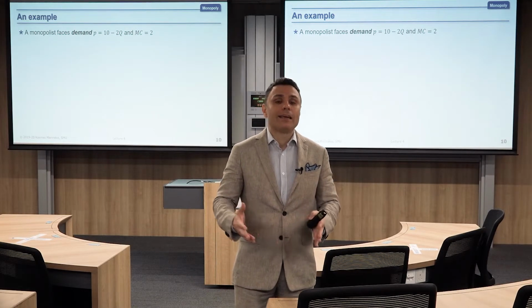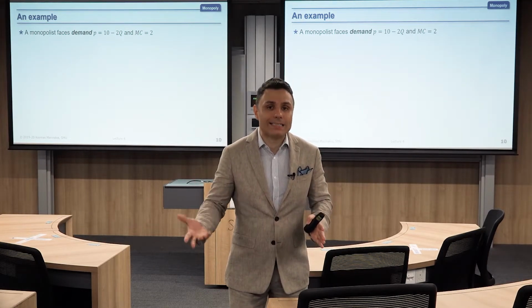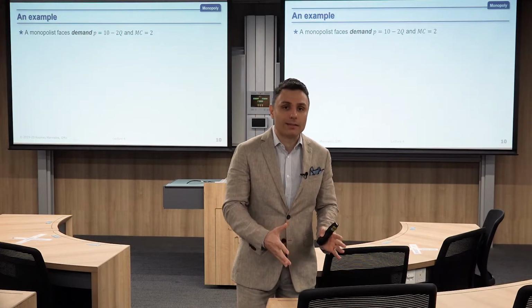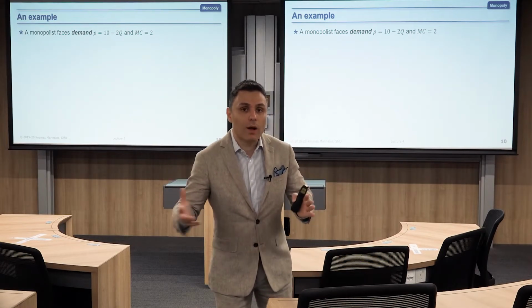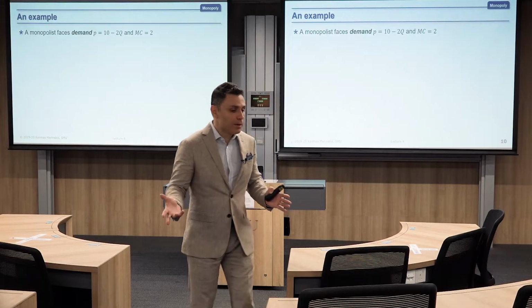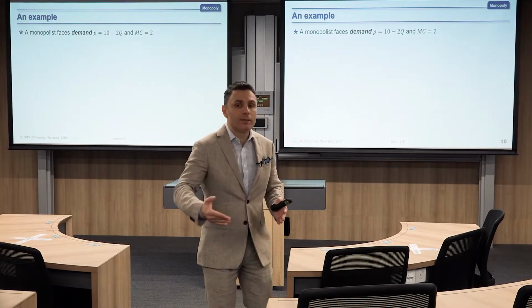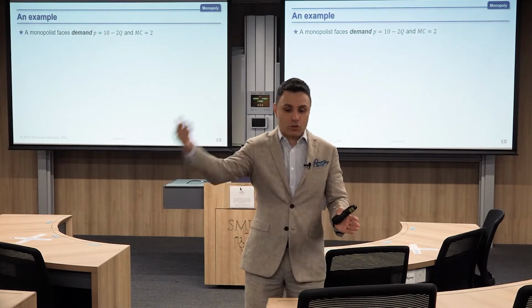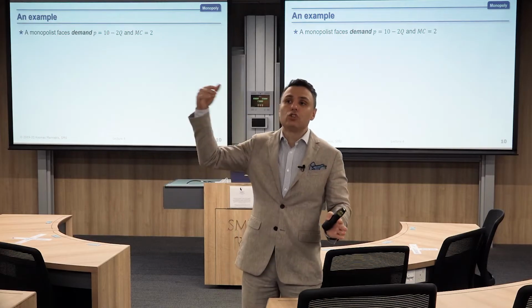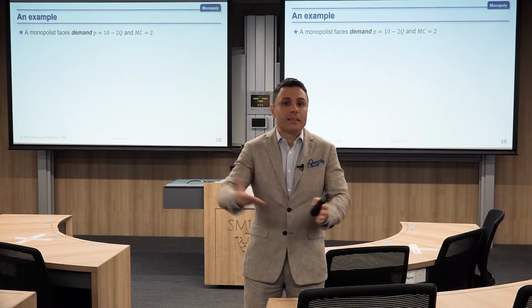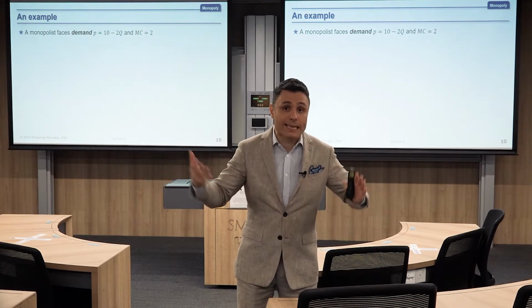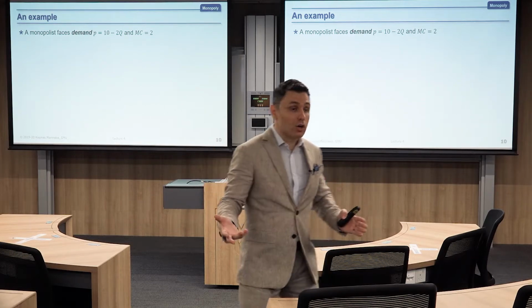So MC is equal to AC when MC is constant, and they are both equal to the same number. Why is that? Because if my cost of each extra unit is 2, 2 for the first, 2 for the second, 2 for the third, 2 for the millionth, then this means that the average will also be constant if the marginal is constant. So my marginal cost is 2, which means I can also write that my AC will also be 2.